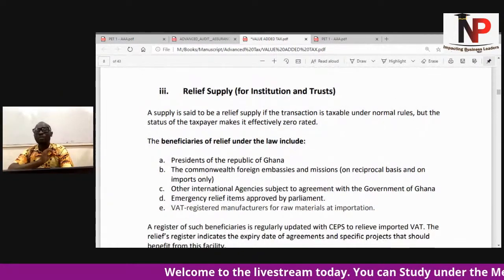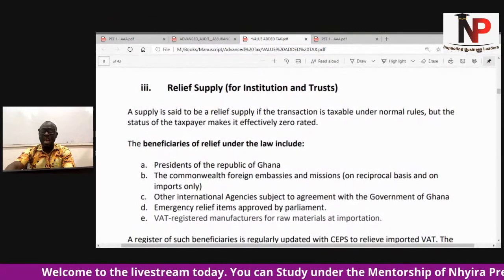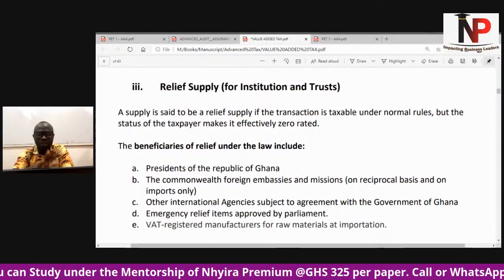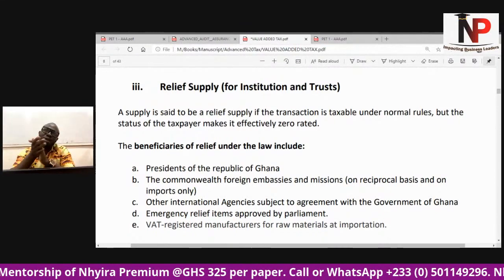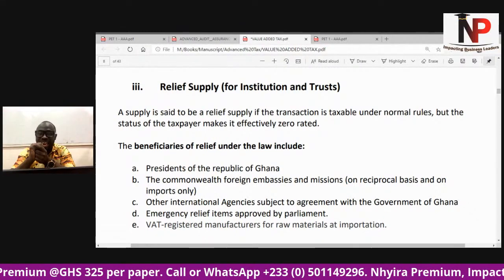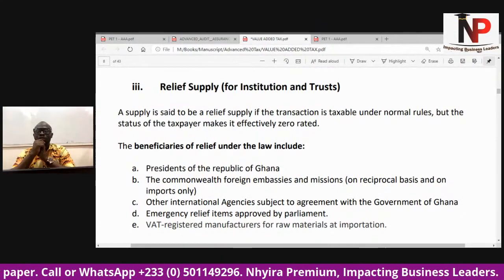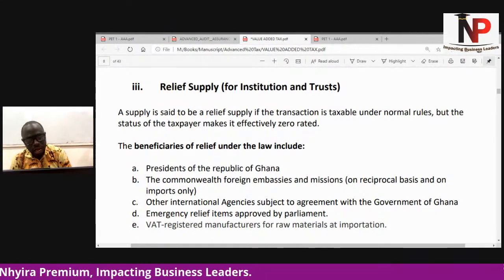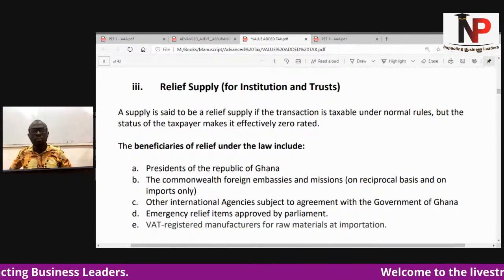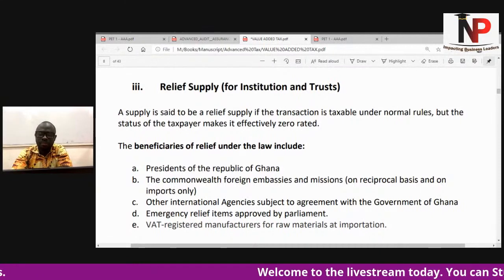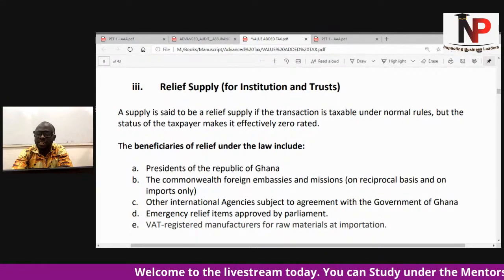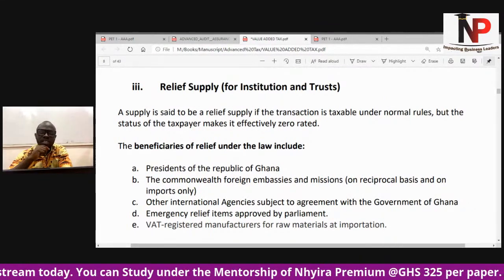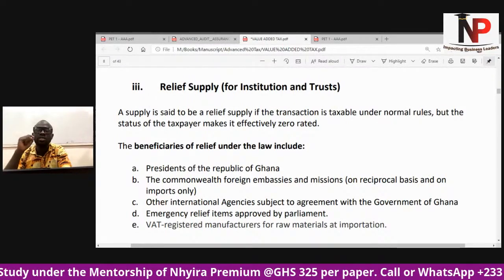Okay. Then one of my personal favorites of the types of supplies is this one. Relief supply. Now, I want you to make sure you understand what is going on here. So let's look at relief supply. Now, this is for institutions and trusts and other individuals. So a supply is said to be a relief supply if the transaction is taxable under normal rules, but the status of the taxpayer makes it effectively zero rated.